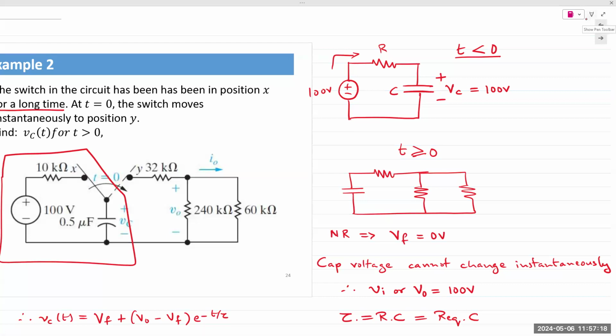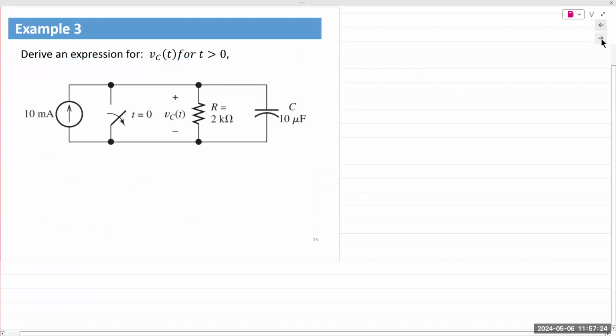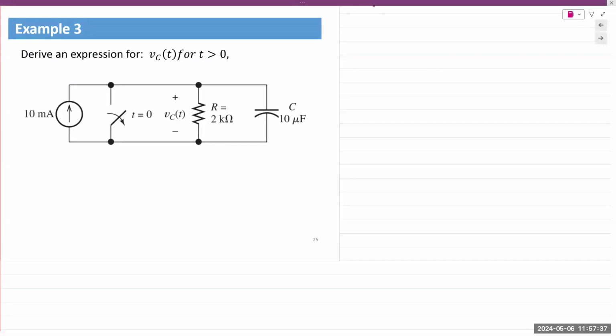All right, any other questions? Okay, let's look at example 3. Example 3 is straightforward, but the setup sometimes might cause confusion, so let's just talk about it. For t less than 0, the only thing we are given is to determine the voltage for the capacitor for time t greater than 0. Nothing else is given to us.